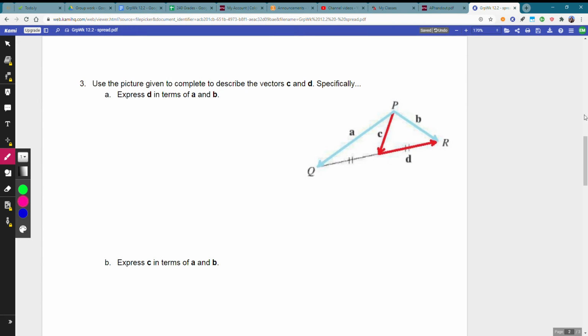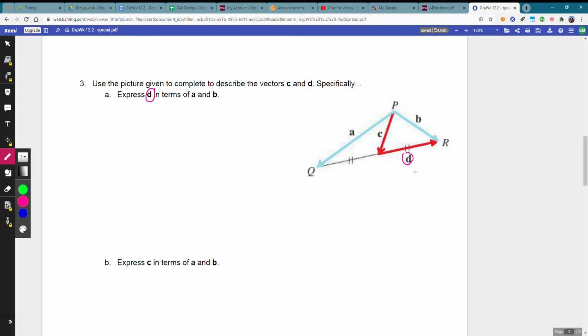Moving down. Here we have a setup here with some labeled vectors, and we're wanting to express, in this case, D in terms of A and B. And this one actually has a number of different ways that you could go about it.